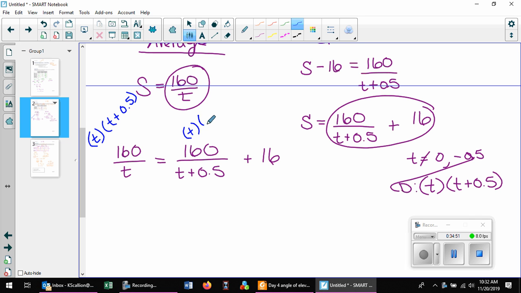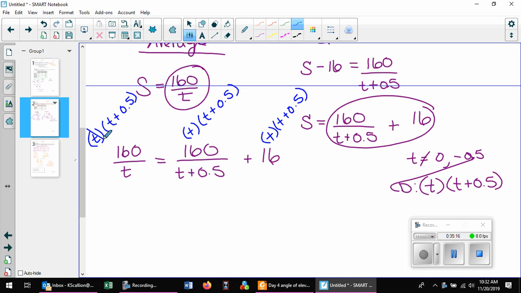And do you guys include the one? The invisible one under the 16. Do you include that in your LCD? Mentally, not on paper. You guys don't do that.